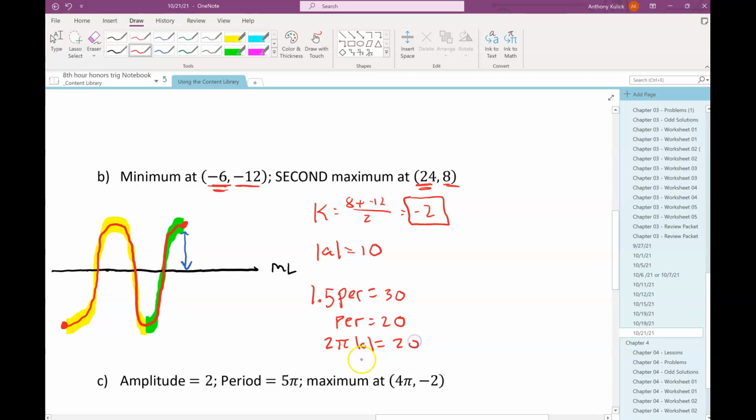And then I can solve for C by dividing both sides by 2 pi and choosing the positive result. So I can say that C is 10 over pi.